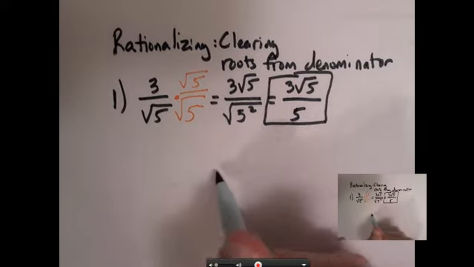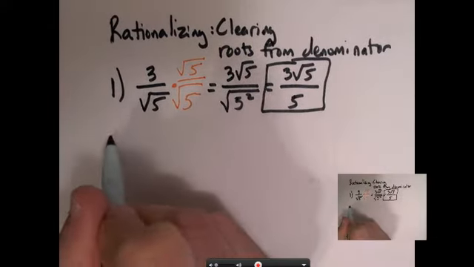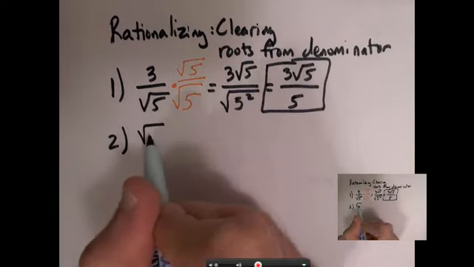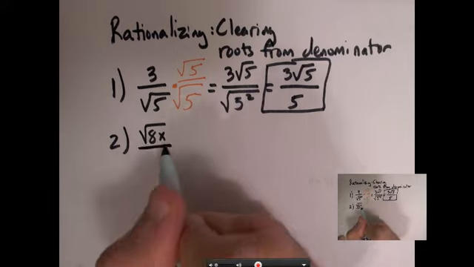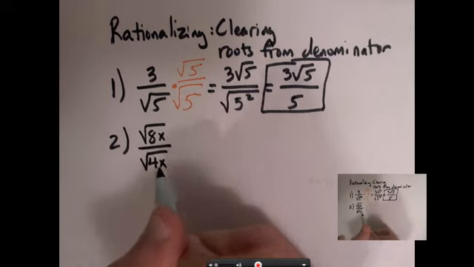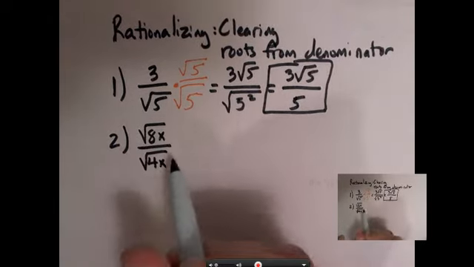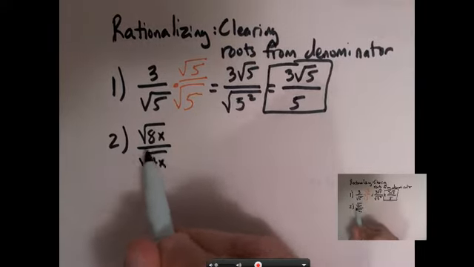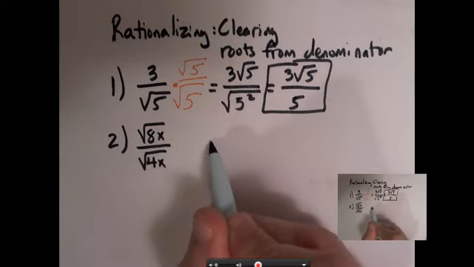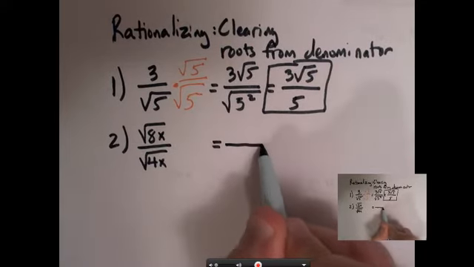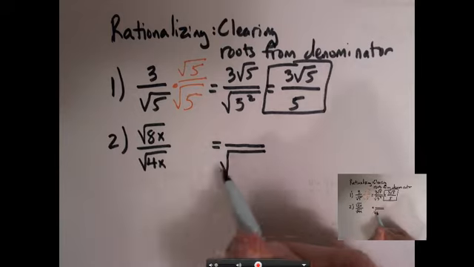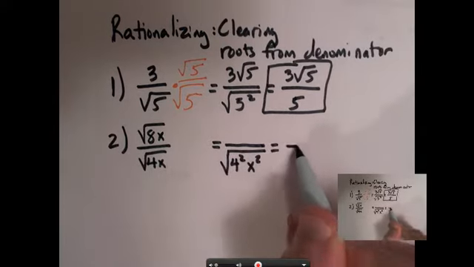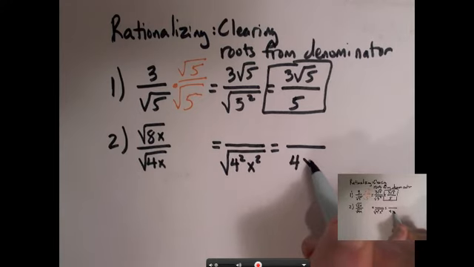Okay, let's try another example. Number 2. Let's say we have the square root of 8x over the square root of 4x. Now this example is kind of different because we've got square root over square root, so technically we could do an easier job of just putting it under one big square root, but let's just pretend we forgot how to do that. Our goal is to make a square root with 4 squared and x squared in here so that that can all come out and be just 4x.